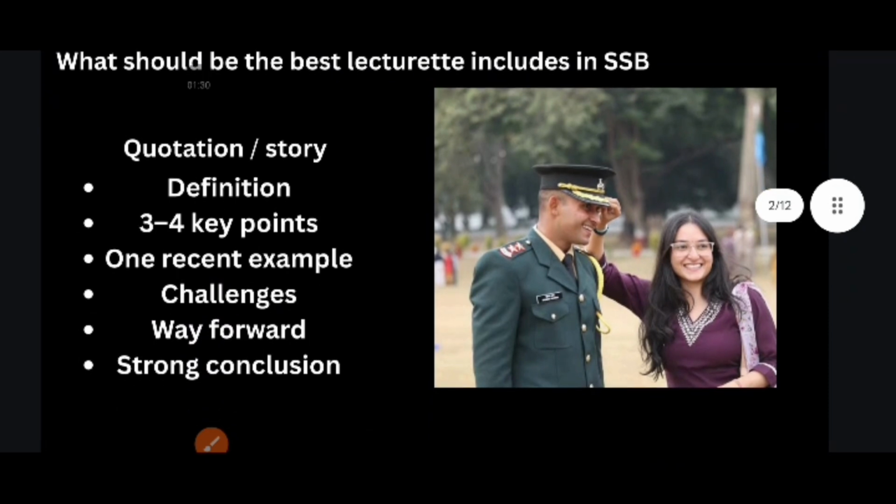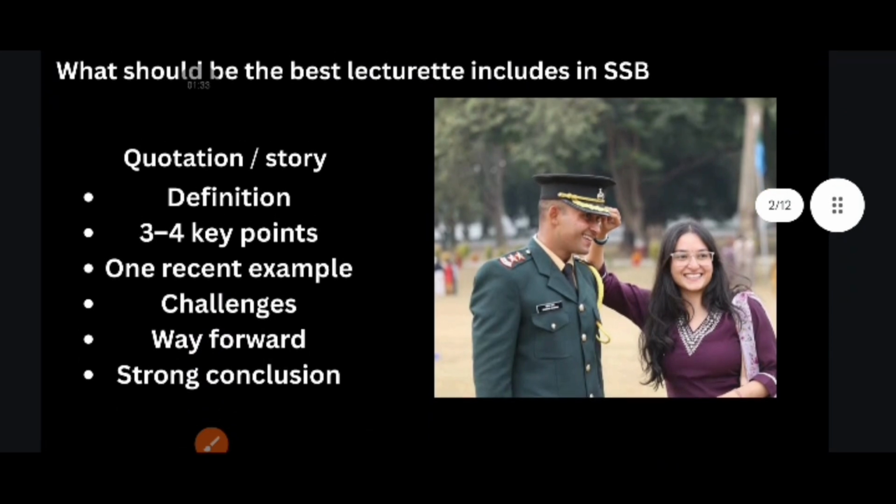First of all, what should the best lecture in SSB include? Always start your lecture with a quotation or story, because it shows that you are a prepared, responsible candidate who has knowledge about the topic.